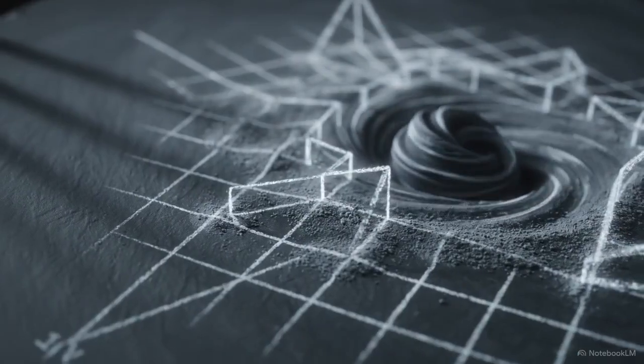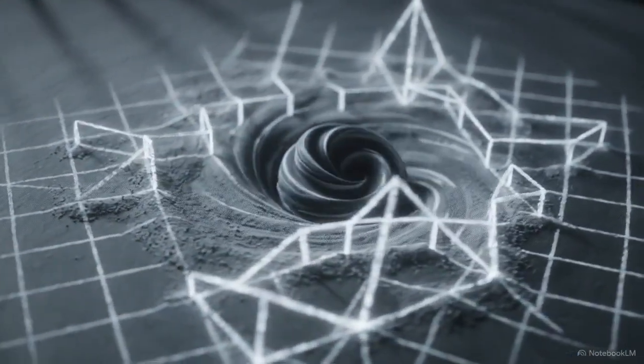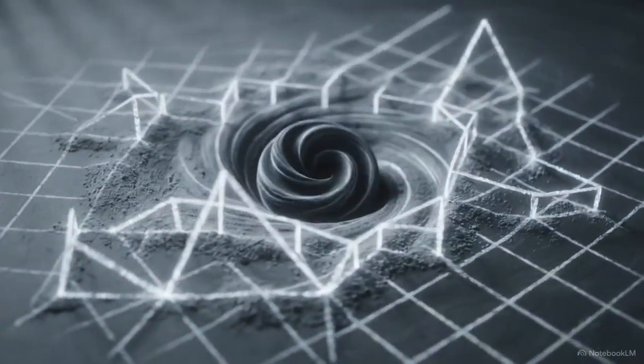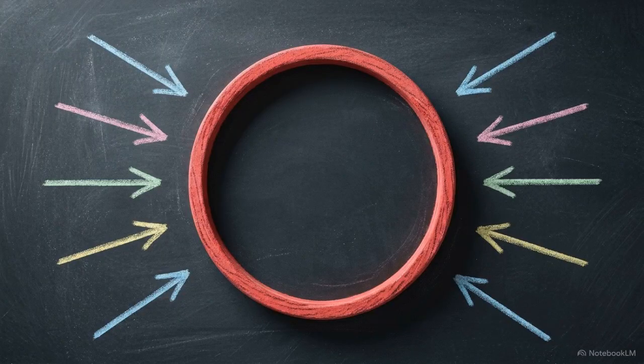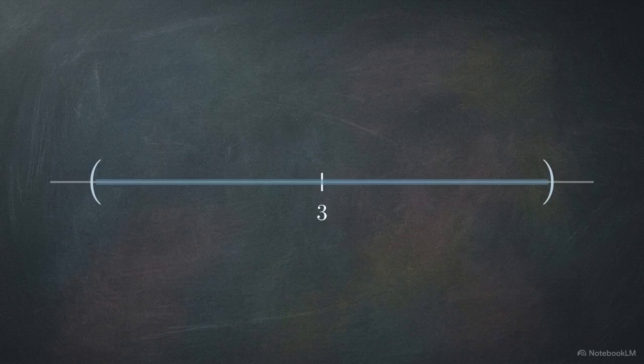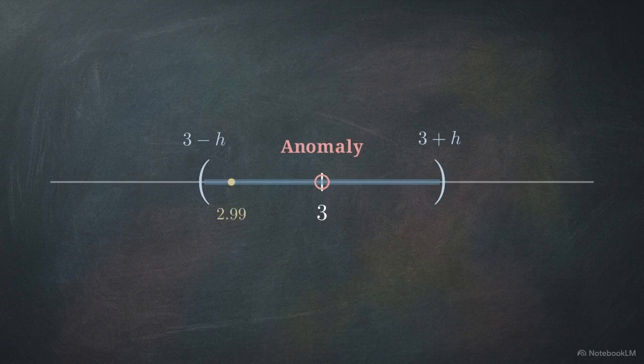Because 0 over 0 hides the true output among infinite possibilities, we analyze the space surrounding the coordinate rather than the coordinate itself. We bypass the exact point of failure at x equals 3 to examine the surrounding data. This mathematical neighborhood is an open interval centered on 3, bounded by 3 minus h and 3 plus h. H is a vanishingly small positive number, pulling us infinitely close to the anomaly.